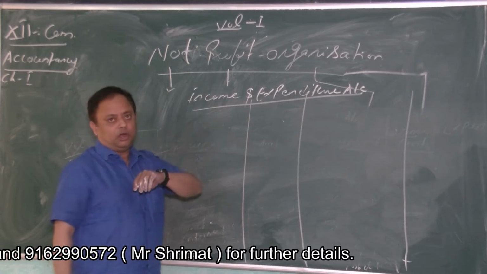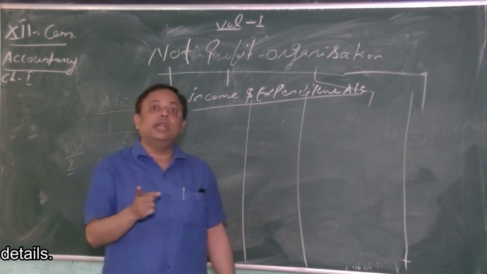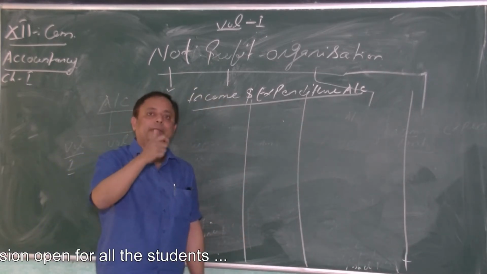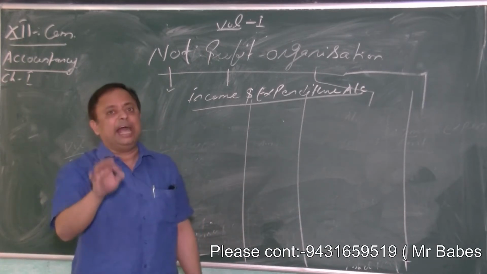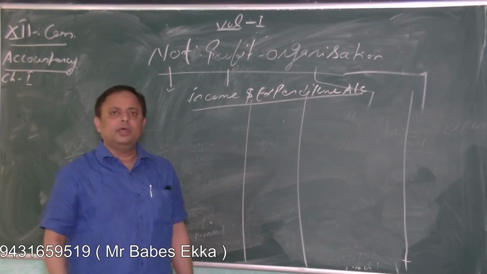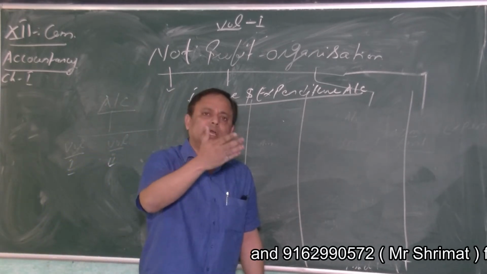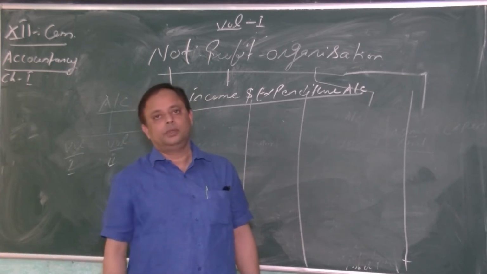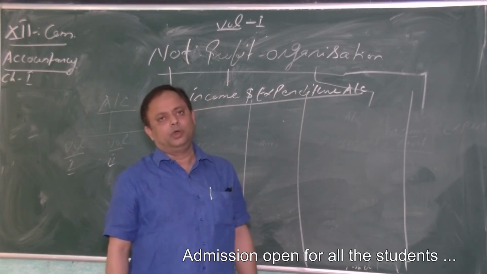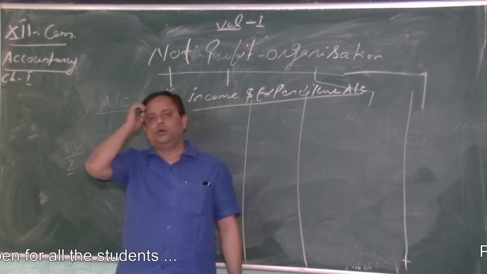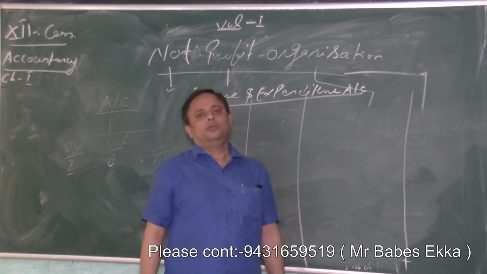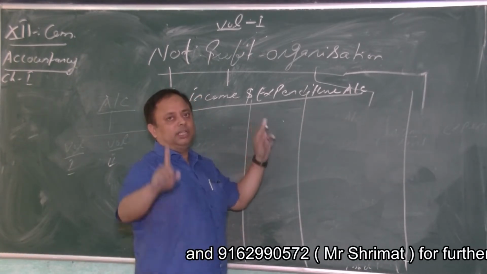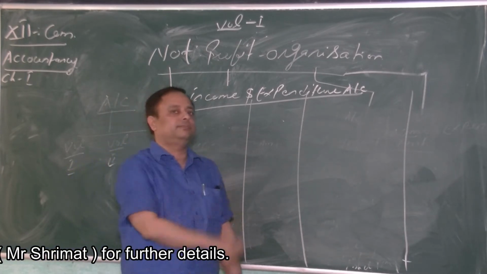In the income and expenditure account, we record only those items which are related to revenue receipts and revenue payments. Revenue received means the receipt you get again and again. For example, subscription, rent received, interest received, sale of old newspaper. In the income and expenditure account, one thing recorded is revenue received.